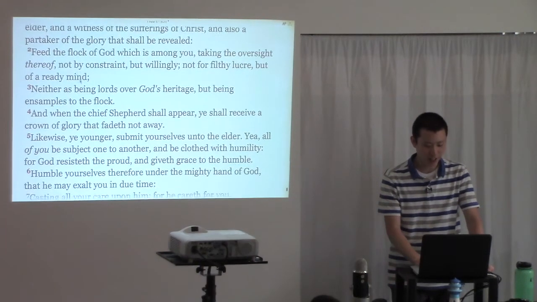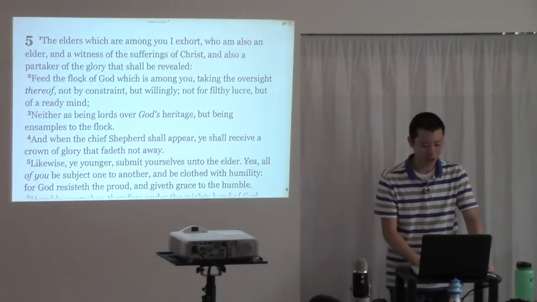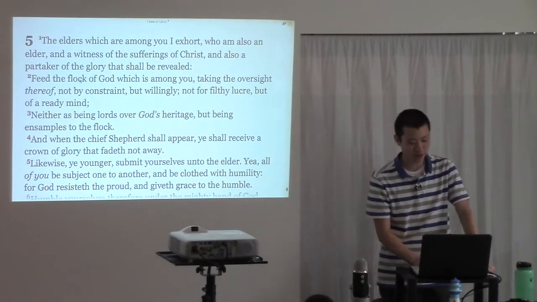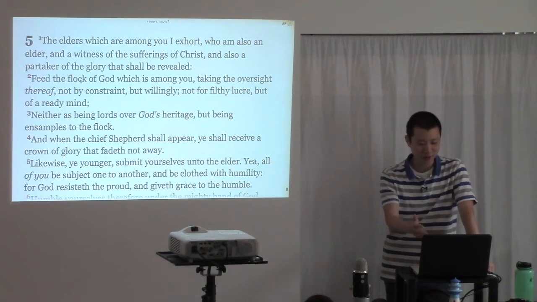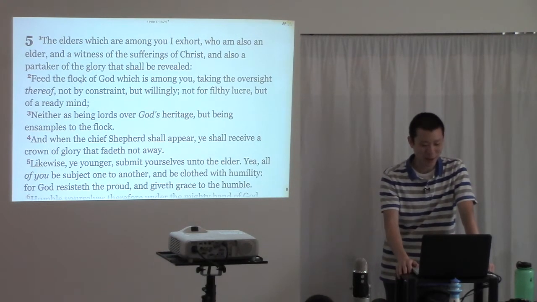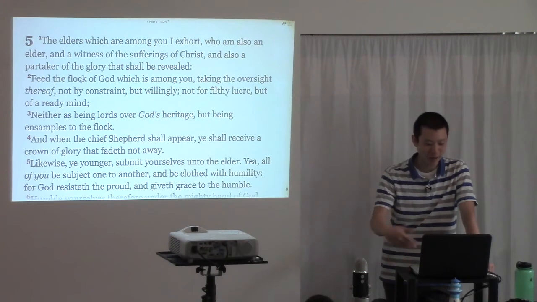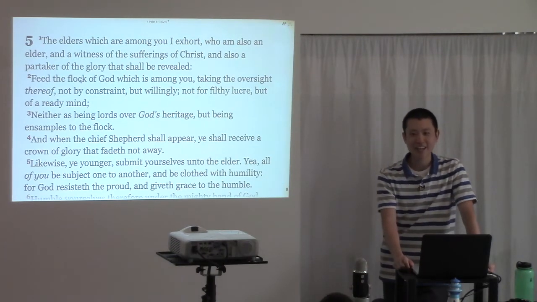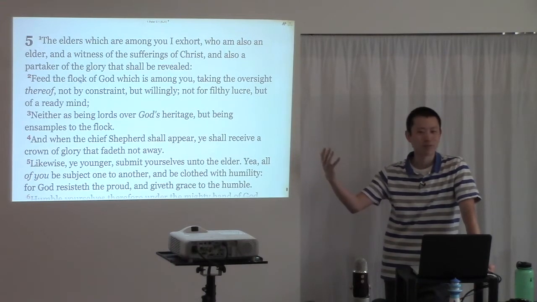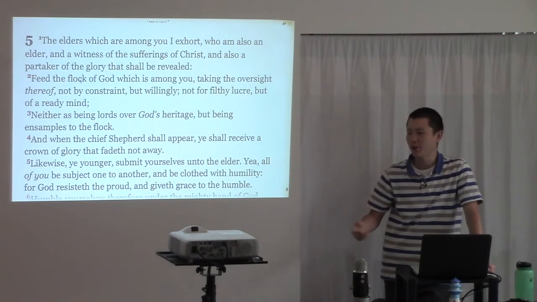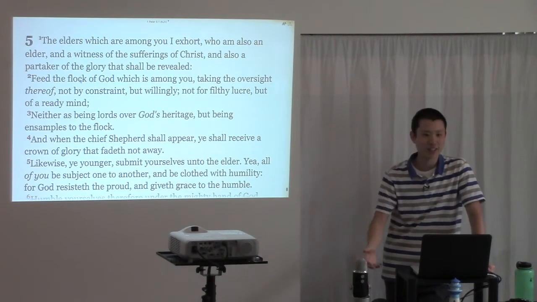So we see here the crown of glory. Now you might be asking, is this crown of glory something that is only for bishops? Because it's talking here about bishops feeding the flock of God and being a good example, and then they shall receive a crown of glory. I don't think it is only for the bishops, but I think bishops can earn this crown because one of their primary roles is to be a good example.